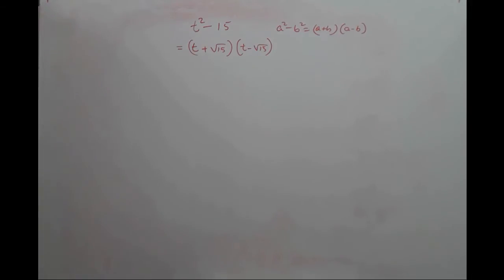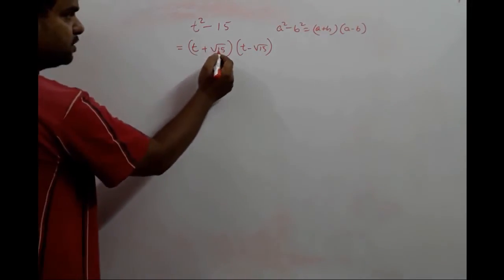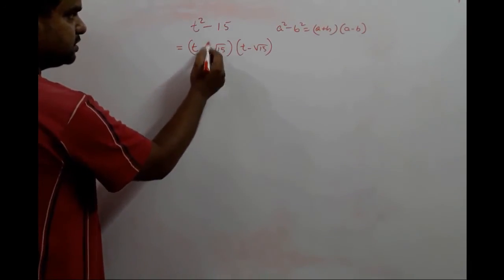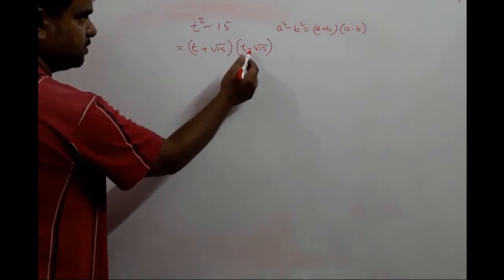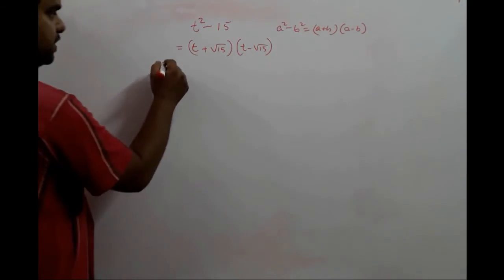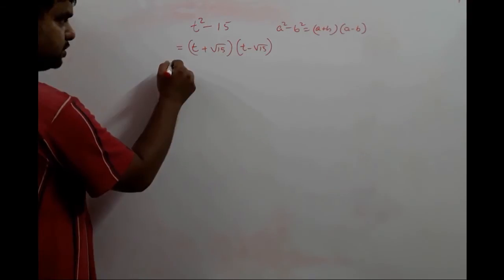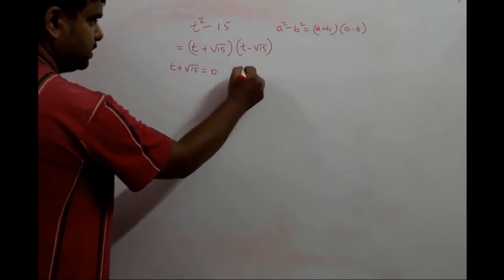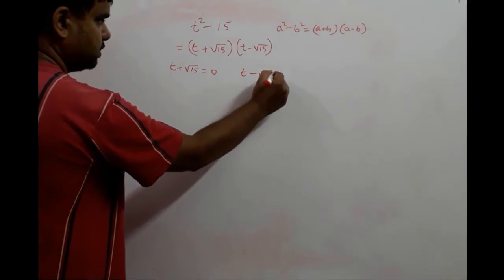So we get it in the root form. So when root 15 multiplies with root 15, we get 15. Now since the sign is minus, one will be plus, one will be minus. Hence, we can now find the zeros. So t plus root 15 equal to 0 and t minus root 15 equal to 0.